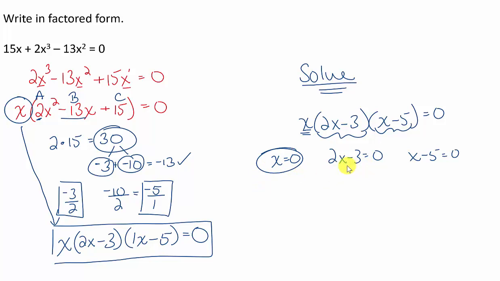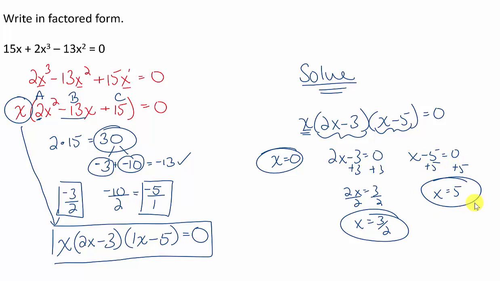And then I'm going to solve this one. So when you move this 3, you get 2x equals 3, and when we divide by 2, we get x equals 3/2. So we're good there. And then I just move the 5 over here, and I get x equals 5. So in this instance, there's actually 3 solutions, okay?